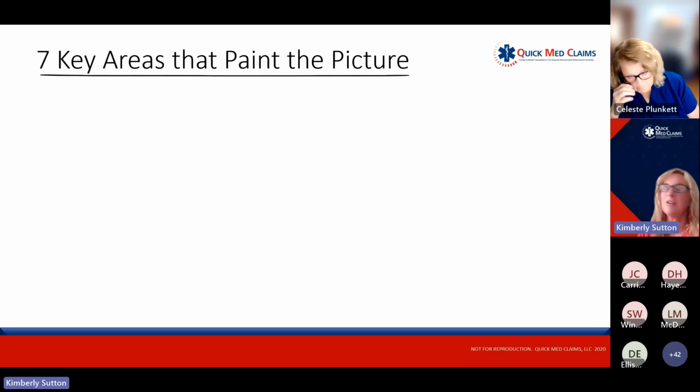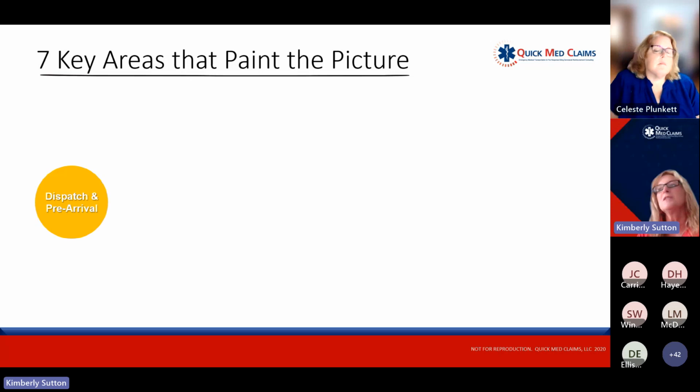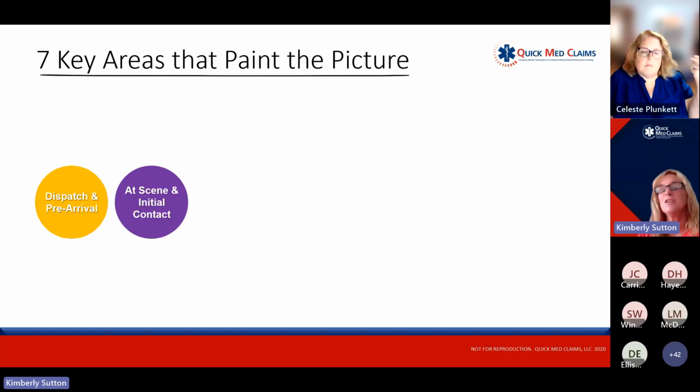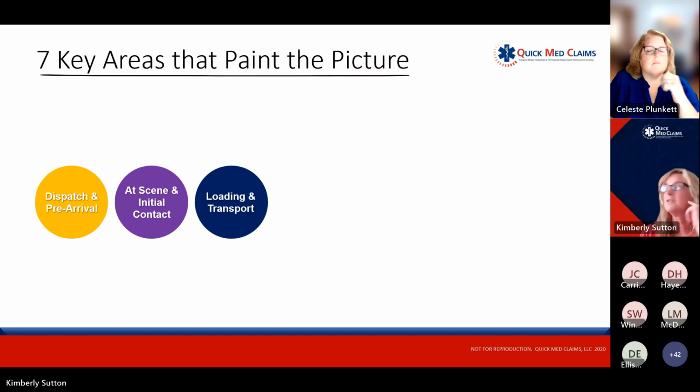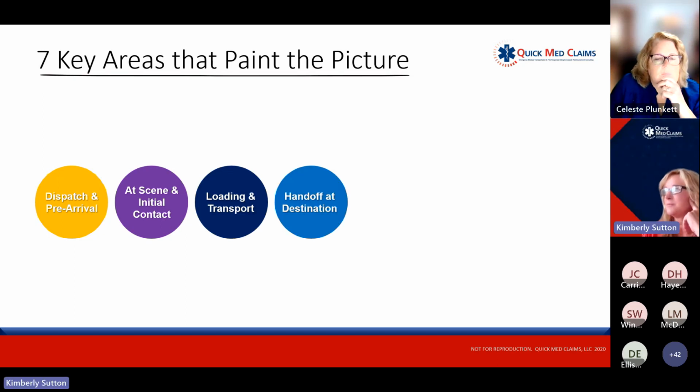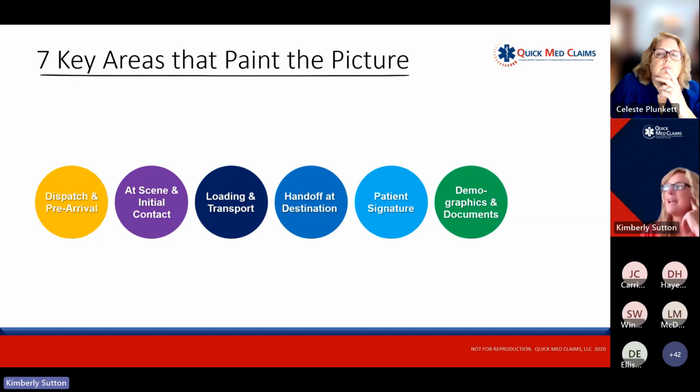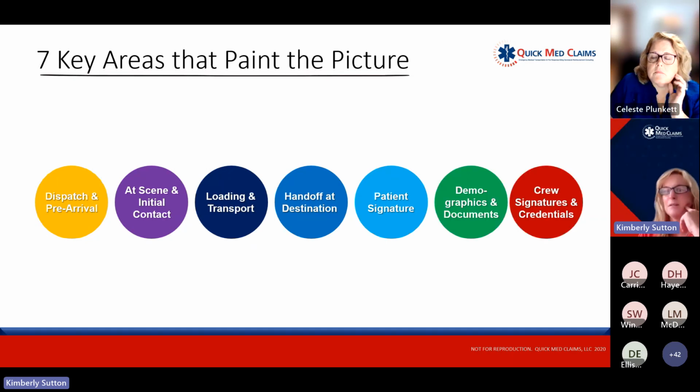Your 7 key areas that paint the picture are dispatch and pre-arrival, at scene and initial contact, loading and transport, handoff destination, patient signatures, demographics and documents, and crew signatures and credentials. We're going to discuss all of these. This highlights our objectives for our discussion today.